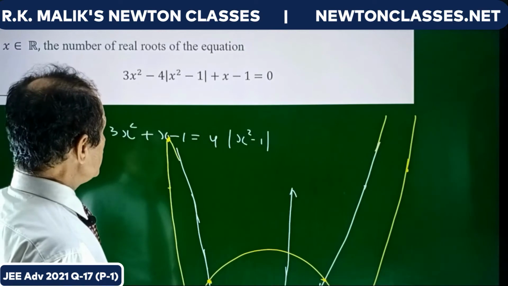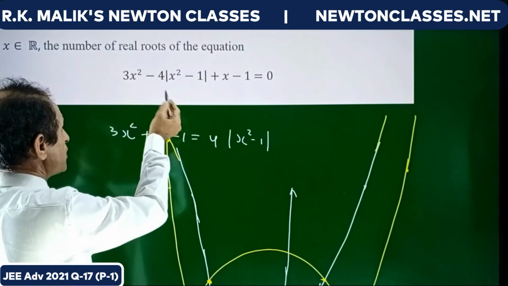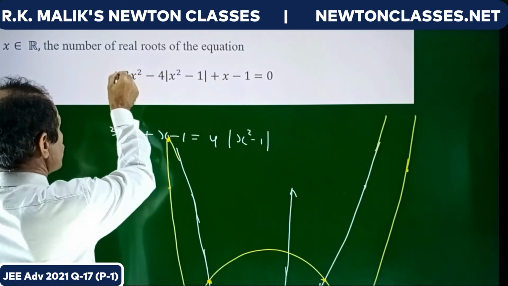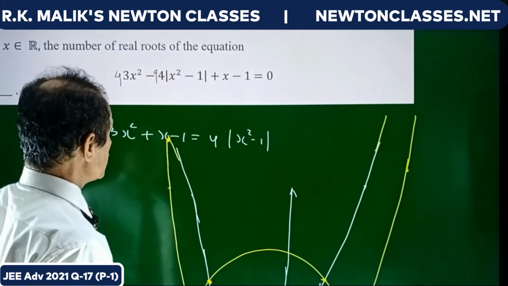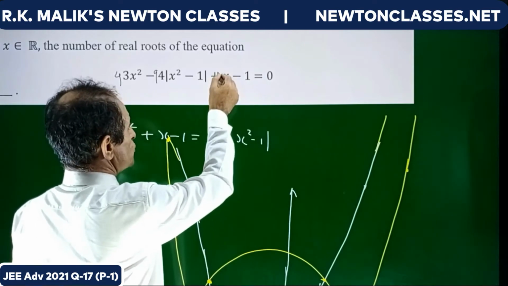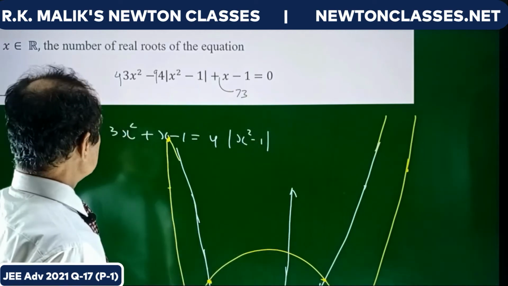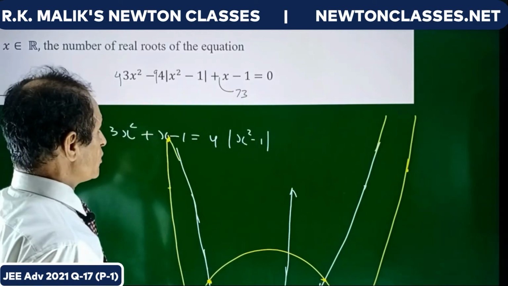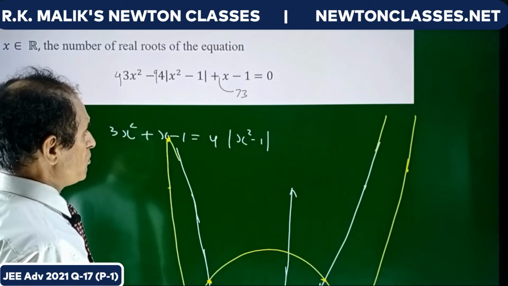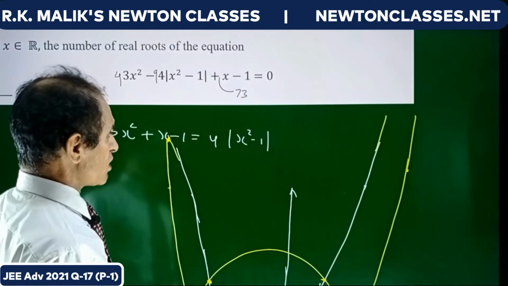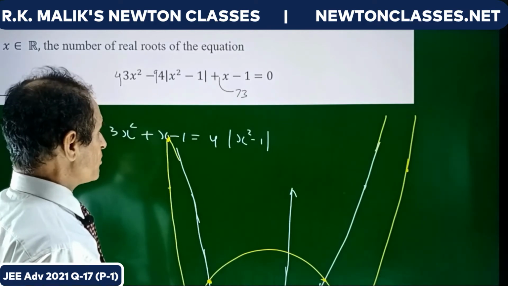You will be compelled to use graph if by chance these numbers are bigger. Suppose I say 43 here and 94 here, and suppose here I write 73. In that case, to find the number of real roots with the help of algebra will become too much difficult. In that case, you will be compelled to use graph only. Therefore, I am telling you that graphical way must also be very much clear to you.